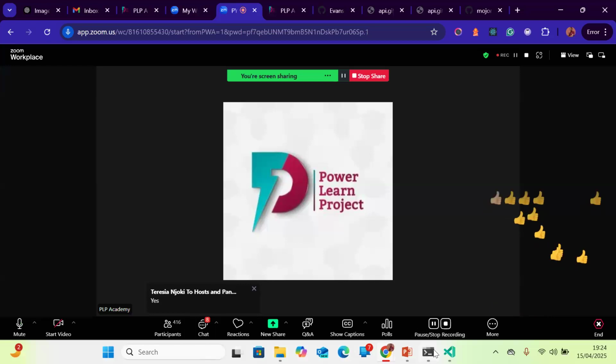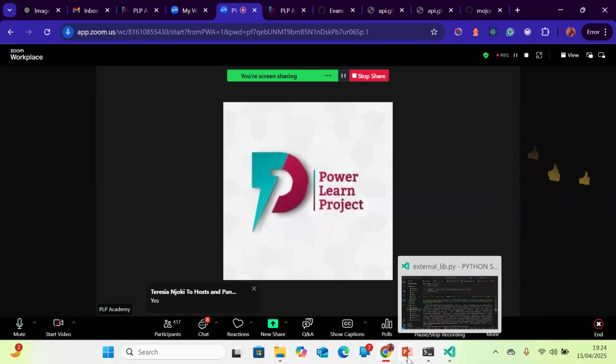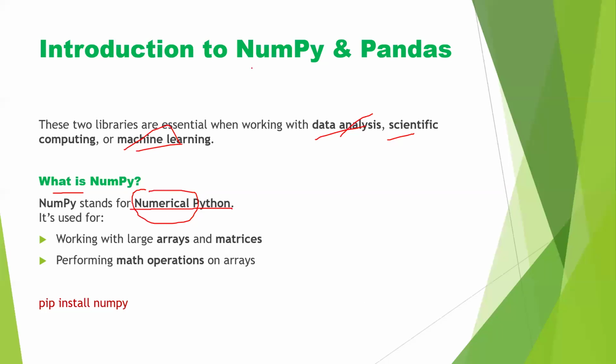Yeah. So, what is NumPy? NumPy, we said, is numerical Python. And what is numerical Python? It's just numerical Python. It works with numbers. In NumPy, we are going to work with large arrays and matrices. And also we are going to use this to perform mathematical operations on these particular arrays.